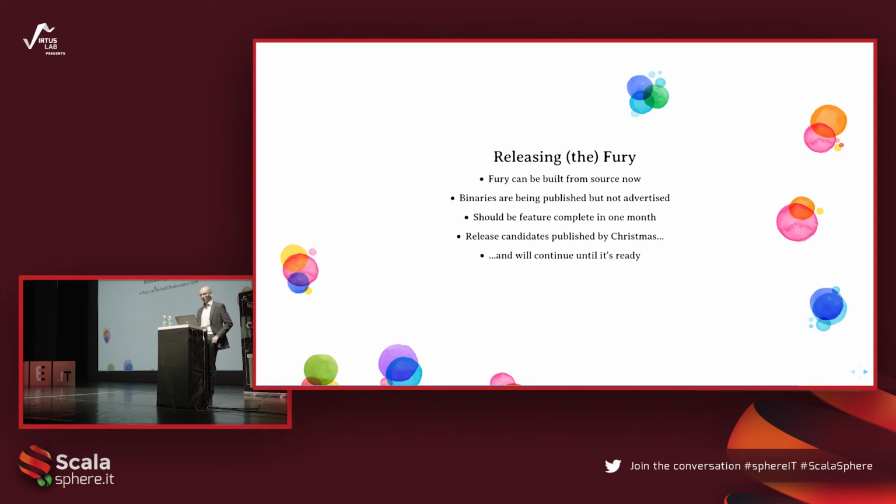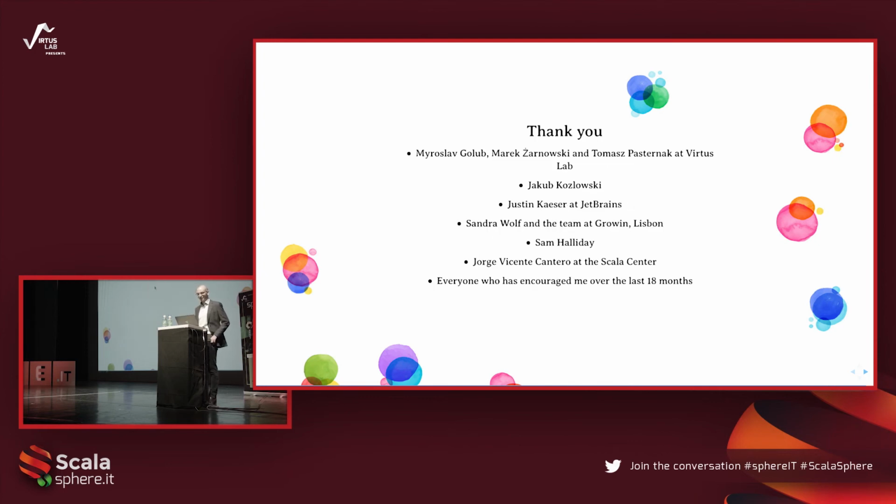This is the question I get asked almost more than anything else. Well, it can be built from source now. You can go online and get a copy of the version you've just seen. Binaries are actually being published, but I'm not really advertising them. You can find them, but they're used mainly for bootstrapping Fury from an older version. Within a month, I'm hoping for it to be feature complete. And by Christmas, I'd like to have release candidates. And those release candidates will continue until it's ready. Now, I'm not going to say it'll be January or February or exactly when. When I'm happy to call it 1.0, I will take one of those release candidates, and it will be released.